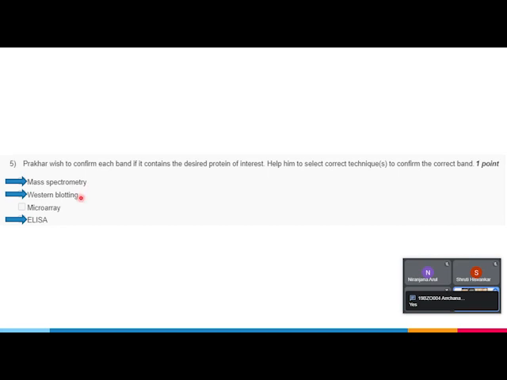Prakhar can use mass spectrometry. Prakhar can use Western blotting. Prakhar can also use ELISA to detect his protein of interest. But obviously, he cannot use microarray, because microarray's full form is DNA microarray. Microarrays are used to detect the presence of DNAs, not proteins. So if you want to identify the desired protein of interest, you have to use one of the three options.